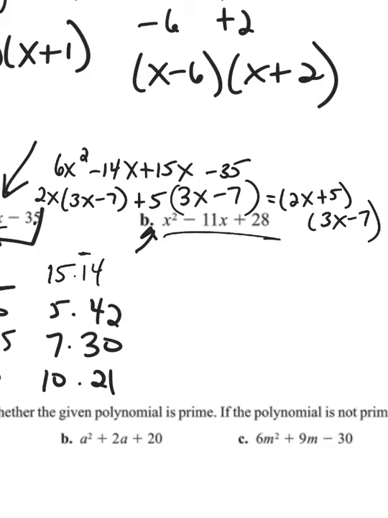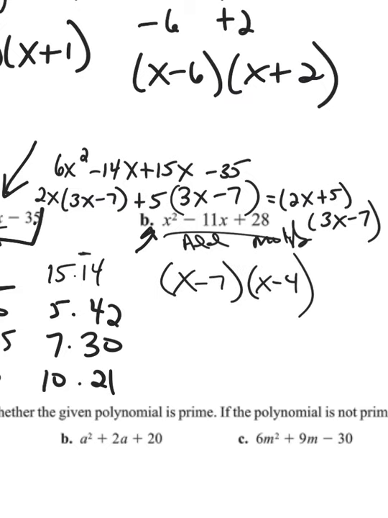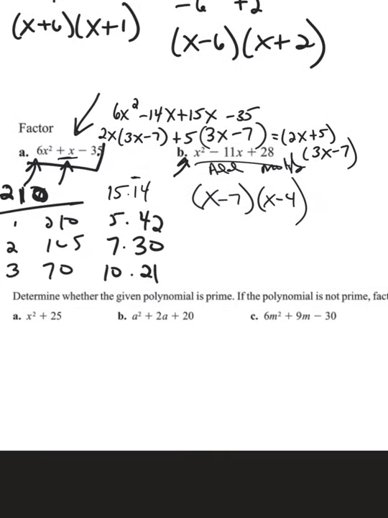The last one here, two numbers you can add to get negative 11, but multiply to get 28 is negative 7 and negative 4. X minus 7, x minus 4. Those are the factors. Determine whether the given polynomial is prime. Right here, they don't have a common factor. There's nothing I can factor out, so this would be prime. Here, are there two numbers you can add to get 2 and multiply to get 20?